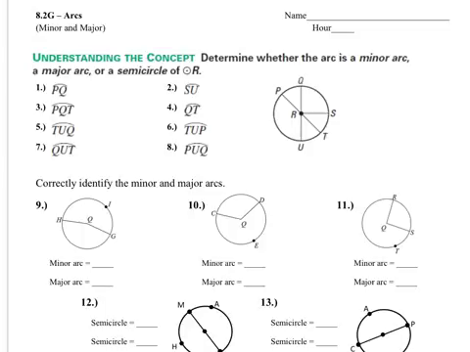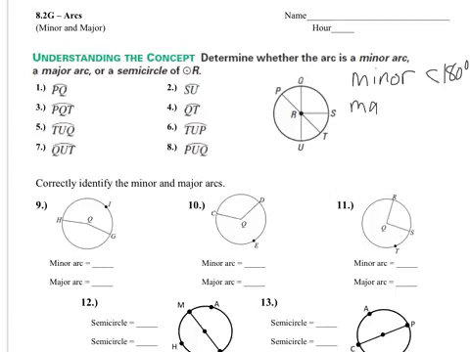Okay, this is a video for 8.2G, arcs, and we're going to talk about minor arcs and major arcs. So, one of the first things we talked about during class is that minor arcs have degree measures of less than 180 degrees. So that means they're smaller than half the circle.